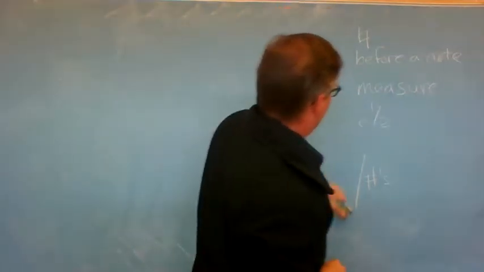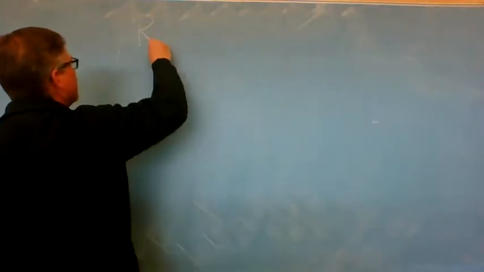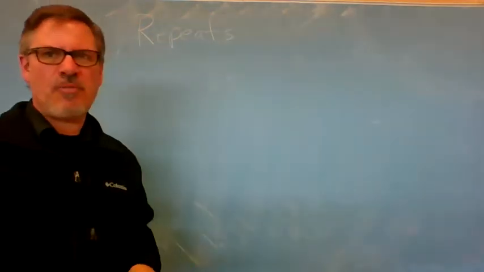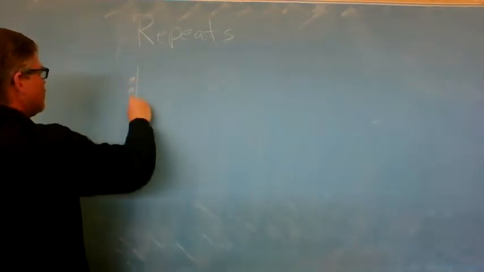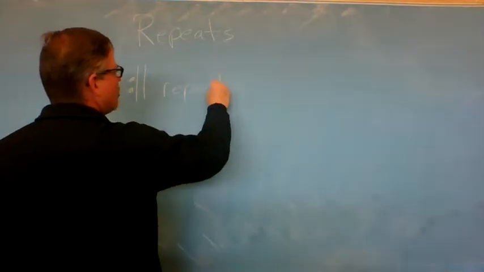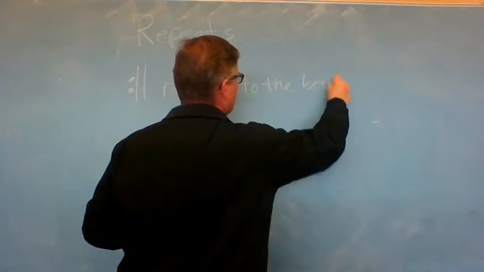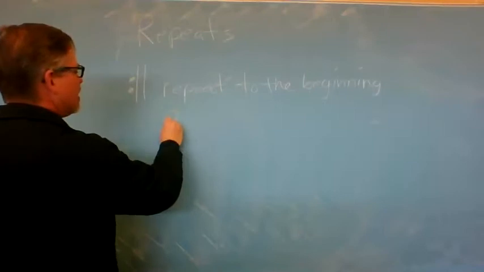R stands for repeats. So there's no definition for repeats. It's just the different types of repeats that we have in music. Of course, the most common repeat is the repeat sign, which is a double bar line with 2 dots in front of it. And that means repeat to the beginning or to the previous sign.